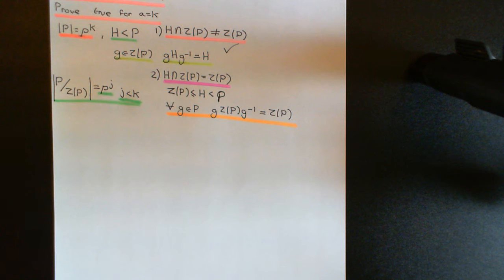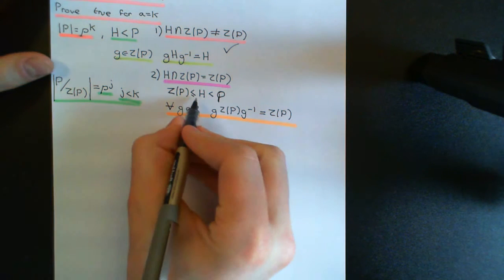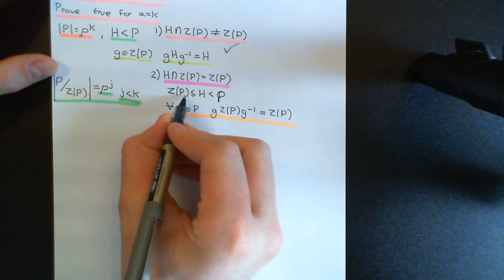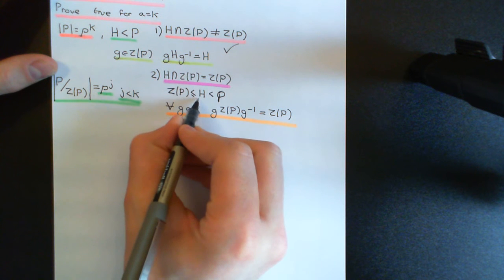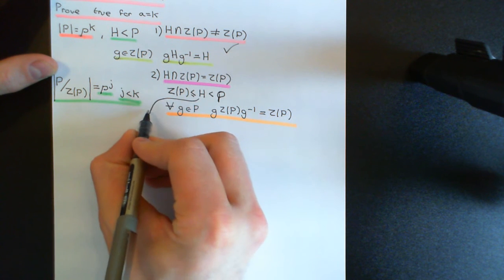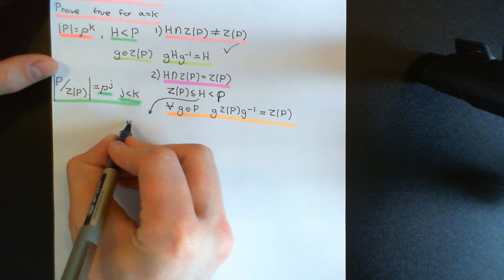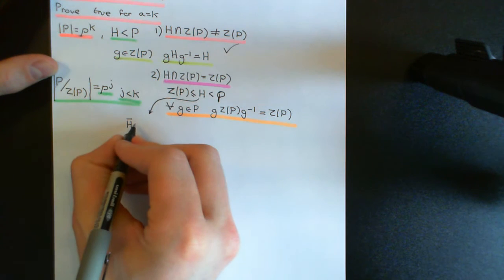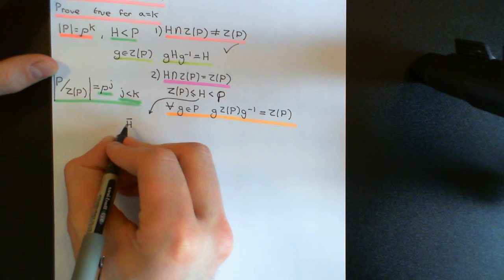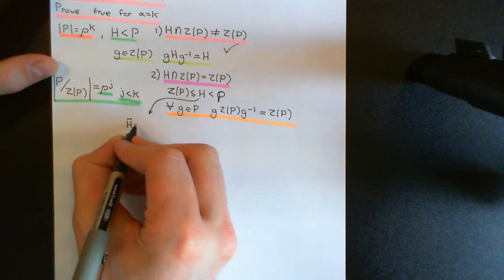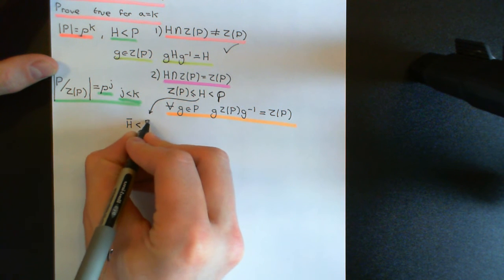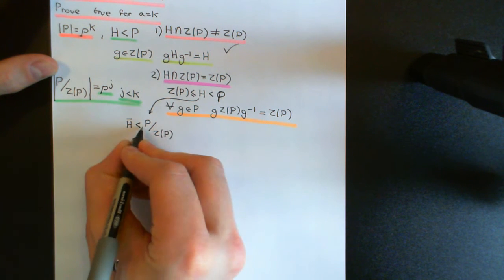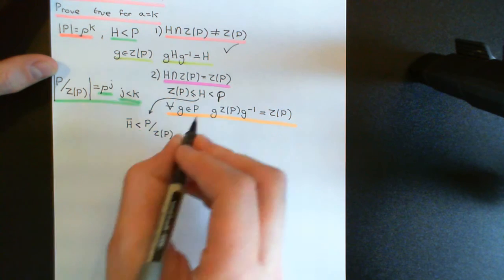Now by the correspondence theorem, capital H, because it completely contains the centre of P, is going to have a corresponding subgroup, which I will call H bar. Okay, so everything to do with the quotient group, I'll bar. So it will have a corresponding subgroup H bar, which will be a proper subgroup now in the quotient group, P quotiented out by the centre of P. The reason it will be proper is that it was a proper subgroup of P.